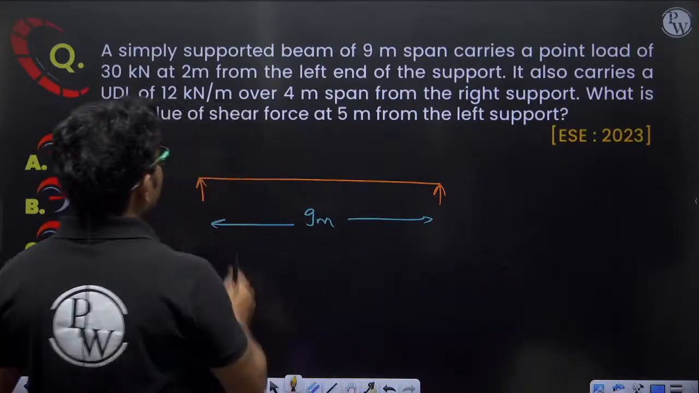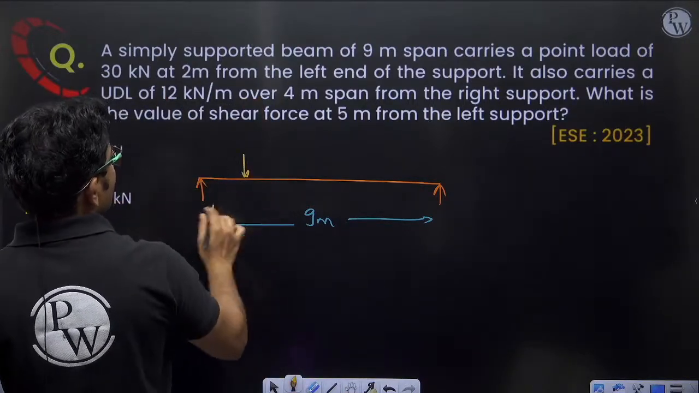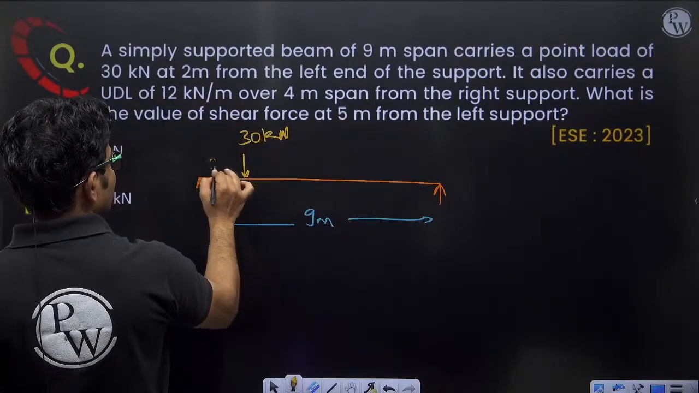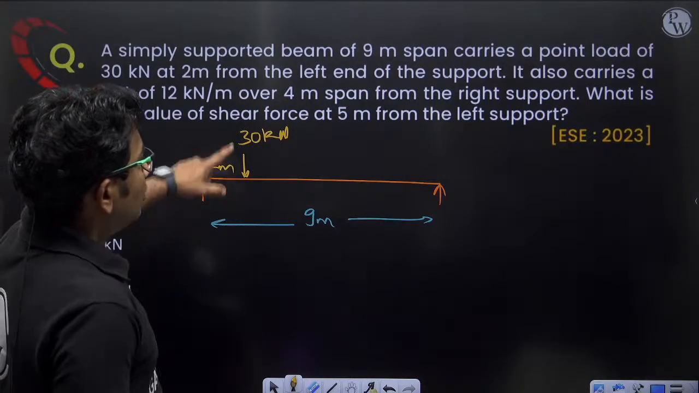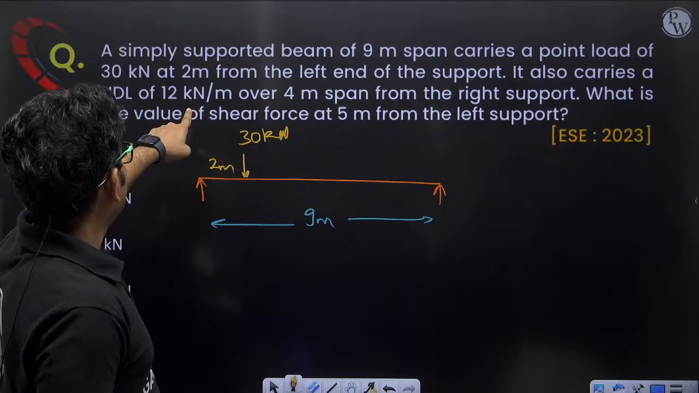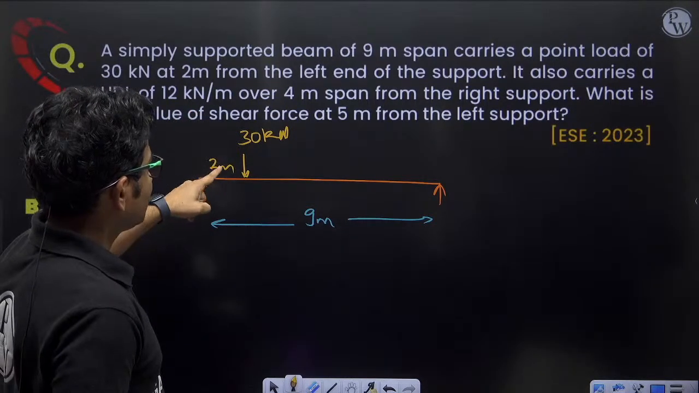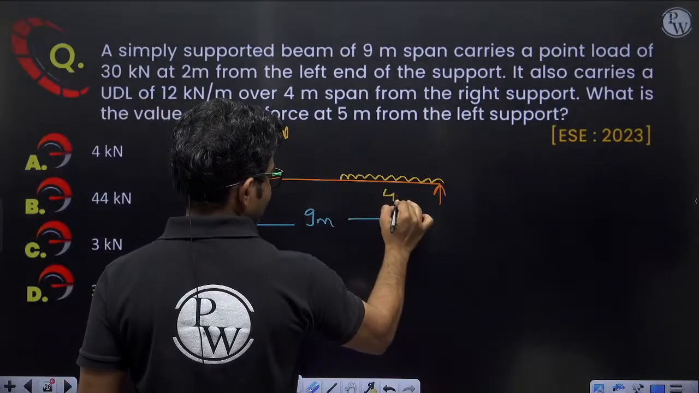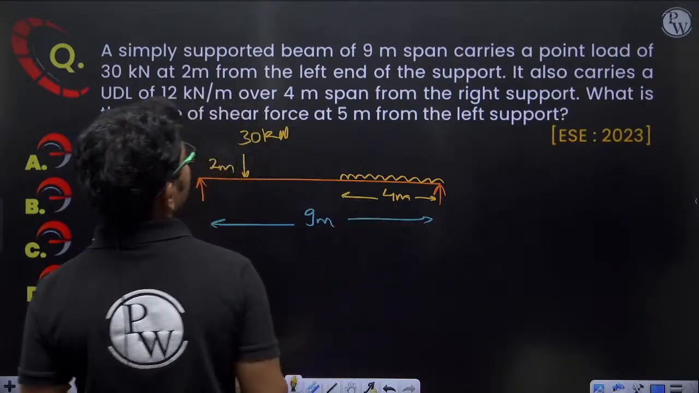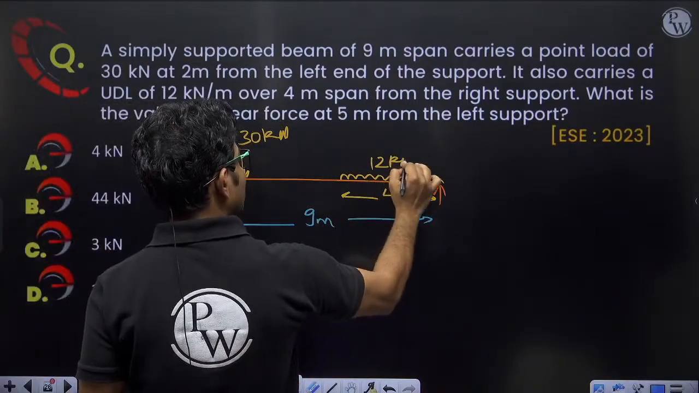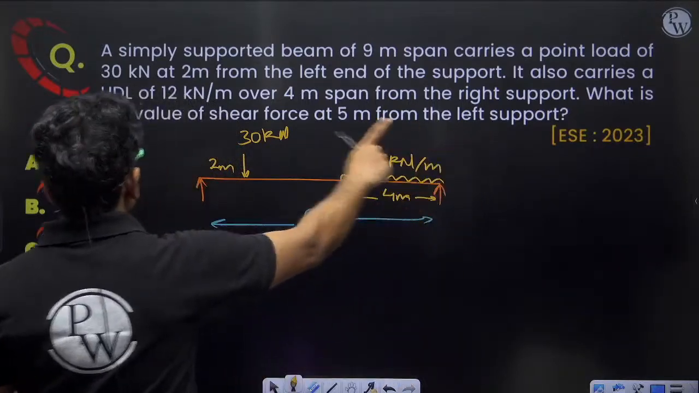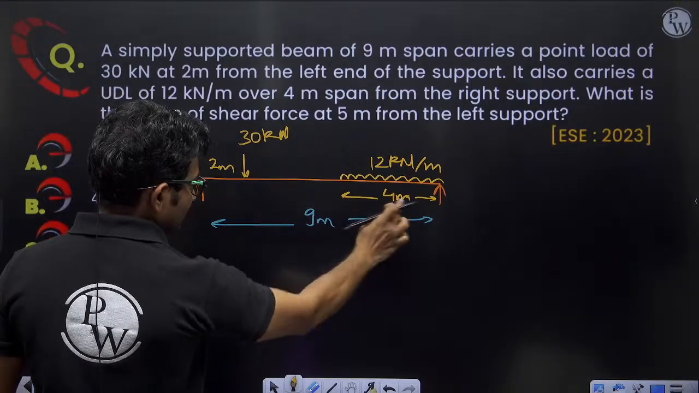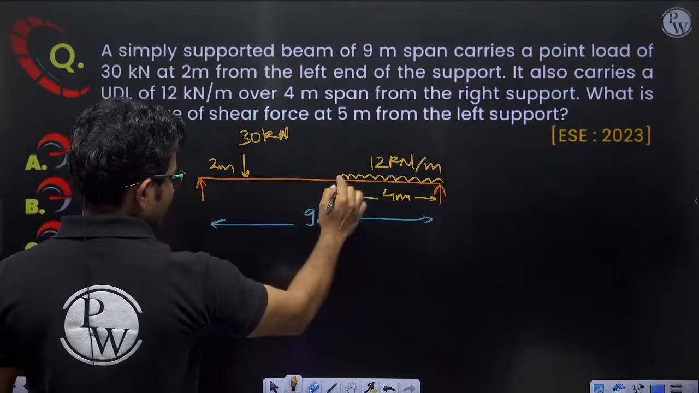So here they have given from the left end, right? So 2 meter from the left end, what is the load? 30 kilonewton load at 2 meter from the left end of the support. It also carries a UDL of 12 kilonewton per meter over 4 meter span from the right support. Okay, from the right support over 4 meter span, we are having a UDL of 12 kilonewton per meter. What is the value of shear force at 5 meter from the left support? So 5 meter from here. So at this location only.